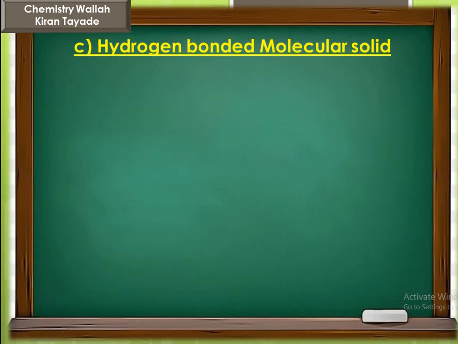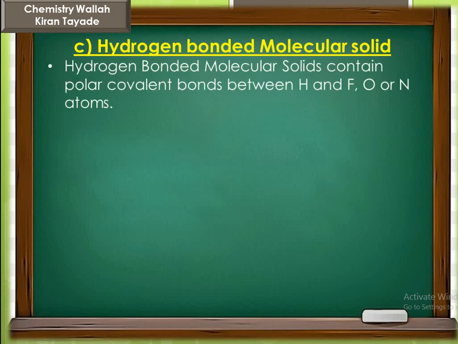Third type of molecular solids: hydrogen bonded molecular solids. Hydrogen bonded molecular solids contain polar covalent bonds.